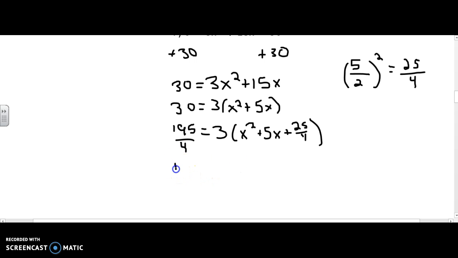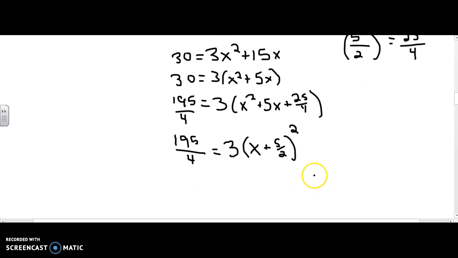We then know we can factor on the one side. Our factor is pretty nice, because whatever we have inside the parentheses is going to be our factor, since we set up a perfect square trinomial: x plus 5 over 2, squared. Now, we don't just stop here and say we're good to go. We have to actually solve this.